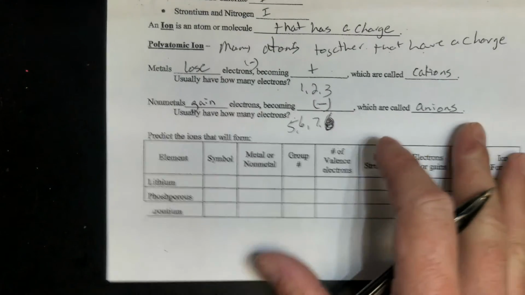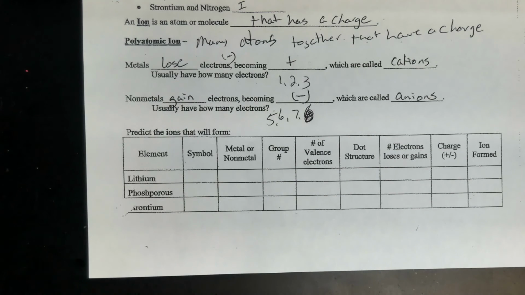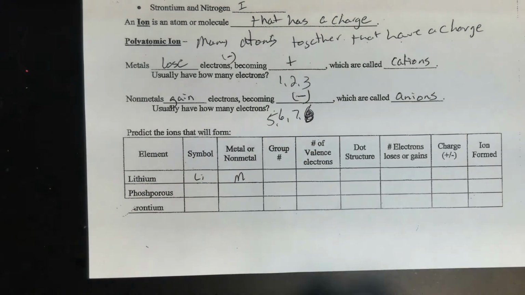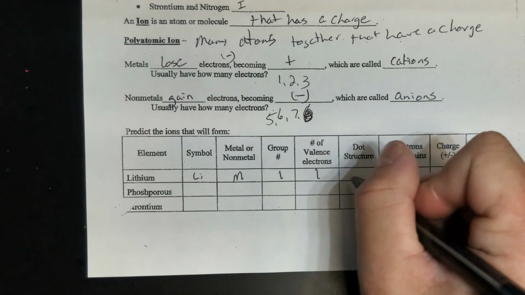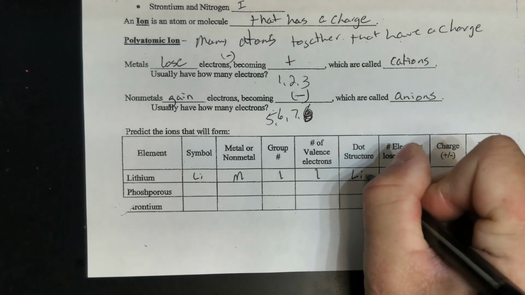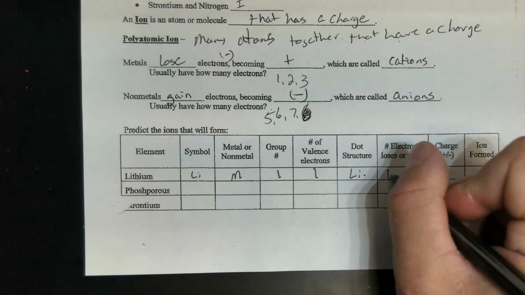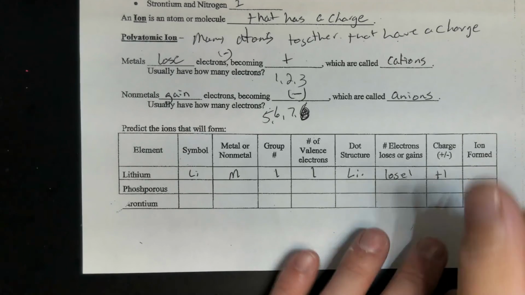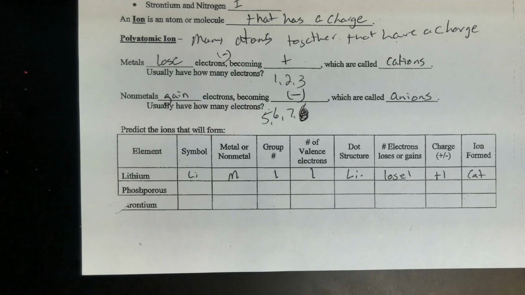So then let's look at this chart at the bottom just to summarize everything, and then you'll have some practice problems that you're going to have to do on your own. So lithium, the symbol is Li. It is a metal. It's in group number 1. It's going to have 1 valence electron, so our Lewis dot is going to be an Li with a dot. Since it only has 1 valence electron, it's going to lose 1. It's going to become a positive 1, and it's going to form what's called a cation. If you just want to write cat, that's fine.